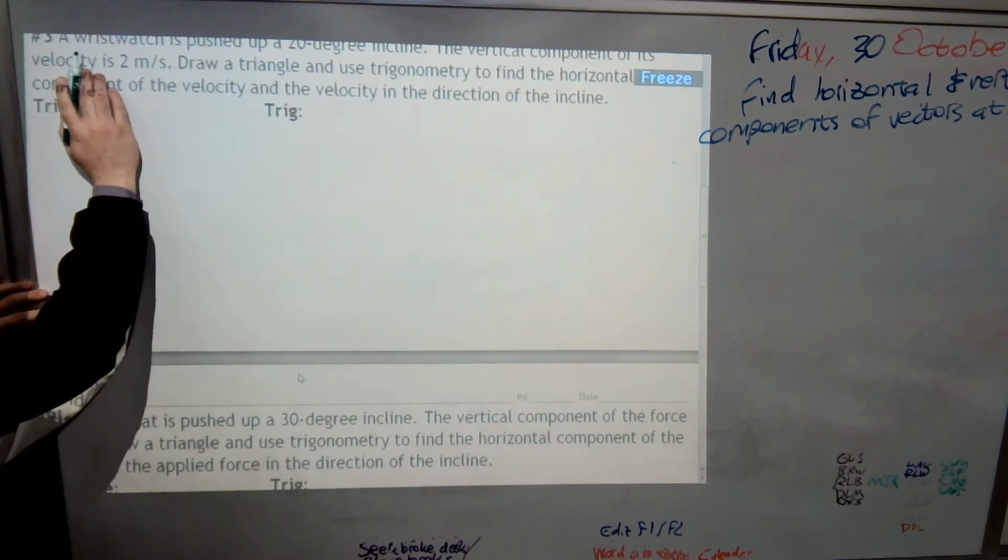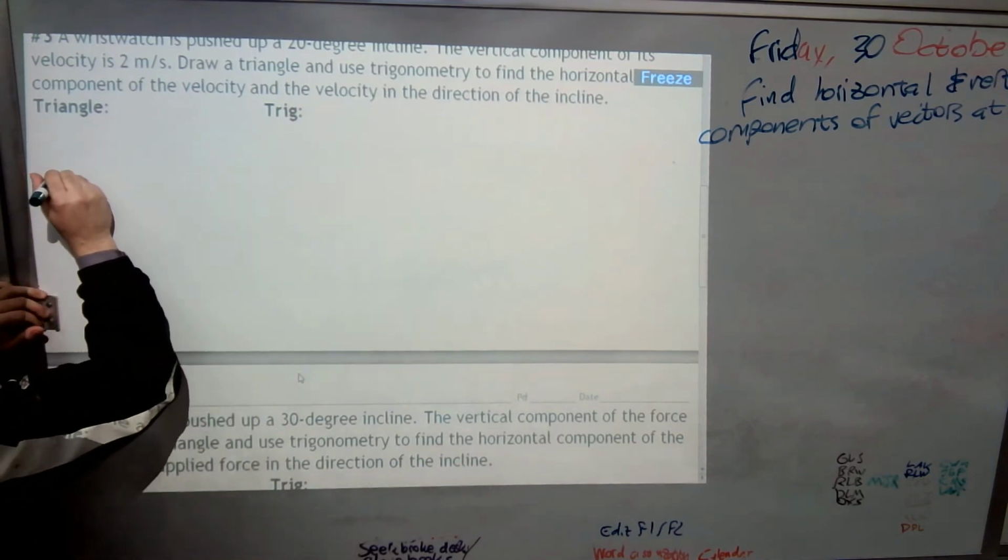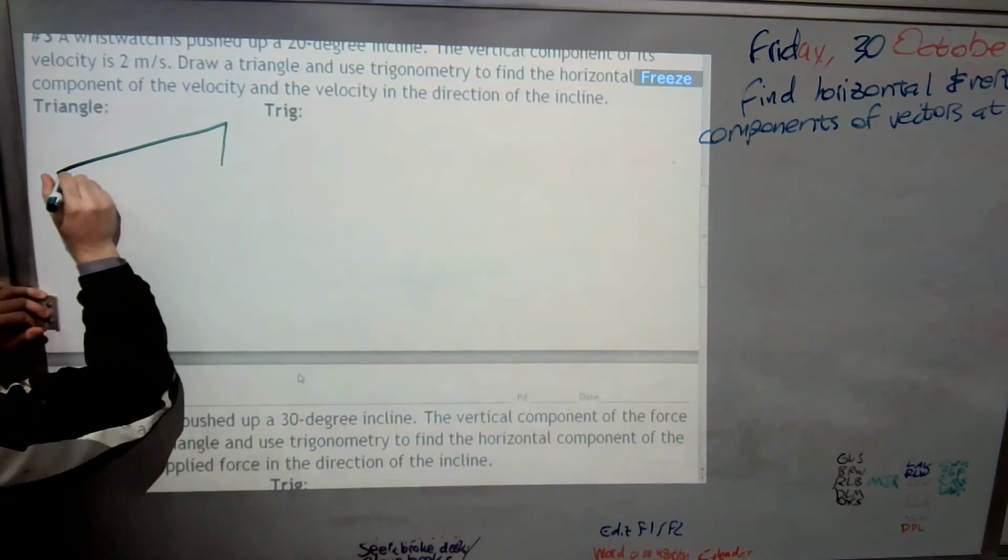So this one says a wristwatch is pushed up a 20-degree incline. So I can go ahead and draw a triangle that's approximately 20 degrees.